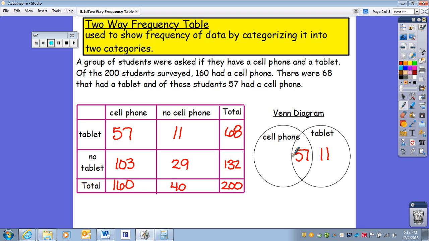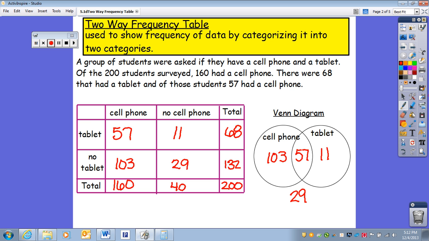And then, when there were 160 students that had a cell phone, if I were to subtract the 57 that already had a tablet, that means 103 of those students only had a cell phone. And if I were to add these together, which we did, and then subtract, that would tell me that there were 29 students that had neither a cell phone nor a tablet. And that's the way that we can use common sense to construct a two-way frequency table and also to construct a Venn diagram.